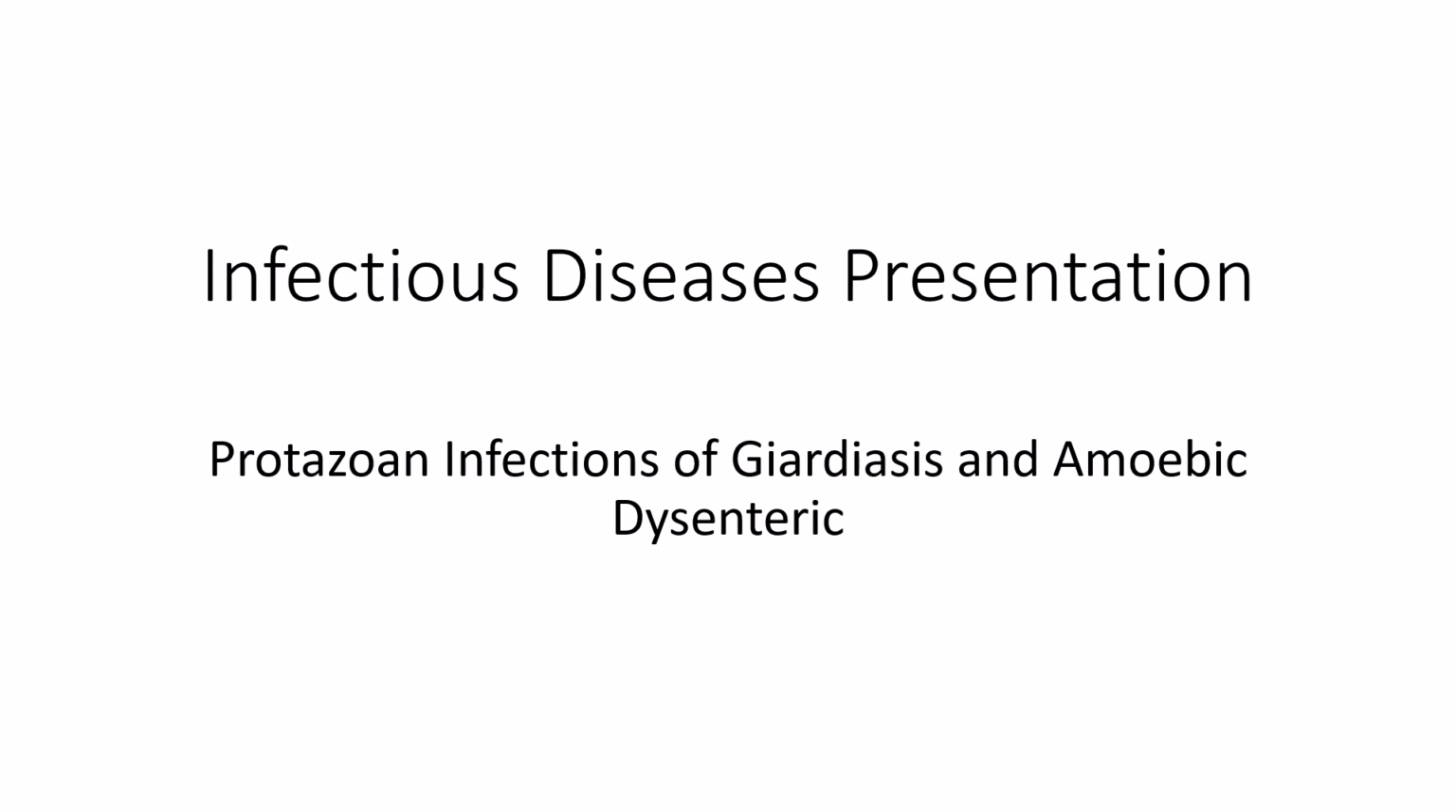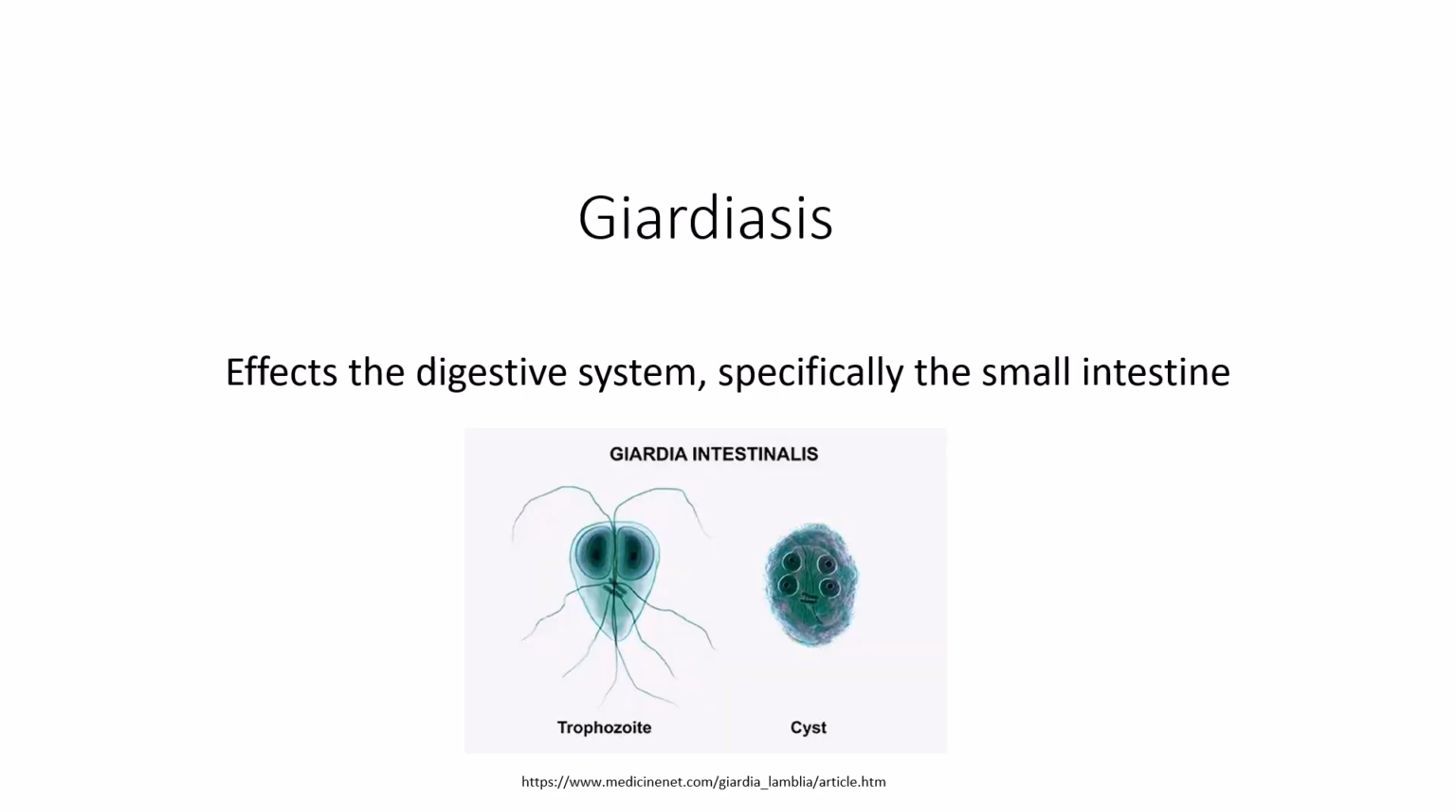My infectious disease presentation, I chose the protozoan infections of giardiasis and amoebic dysentery. So giardiasis affects the digestive system, specifically the small intestine, and these are the two forms it takes, the trophozoite and the cyst, which I will get more into later.